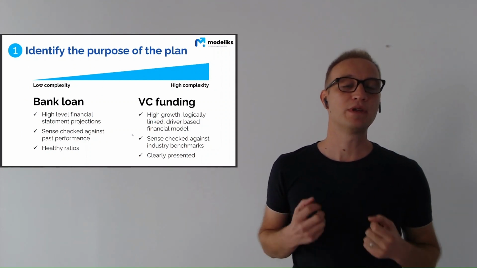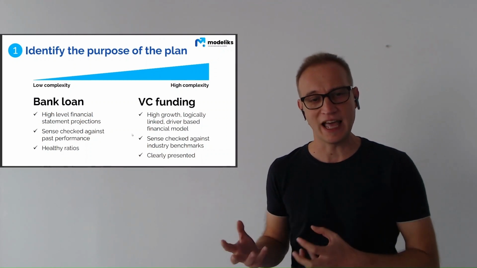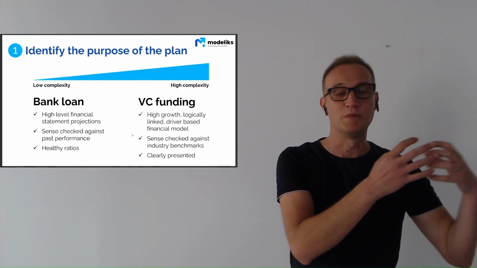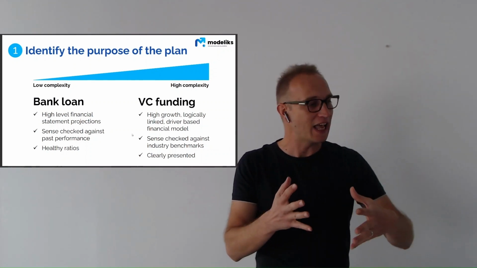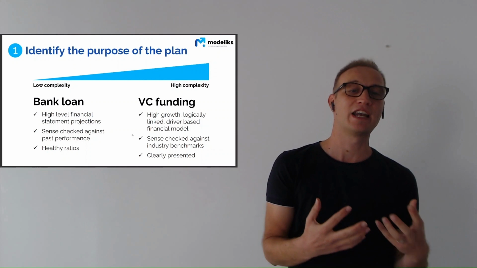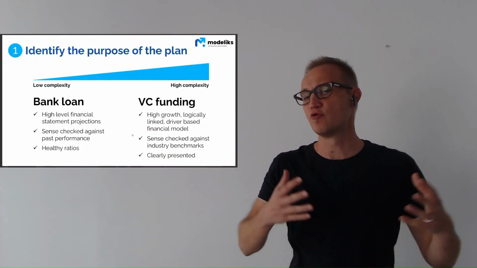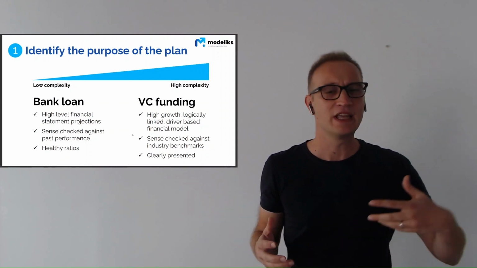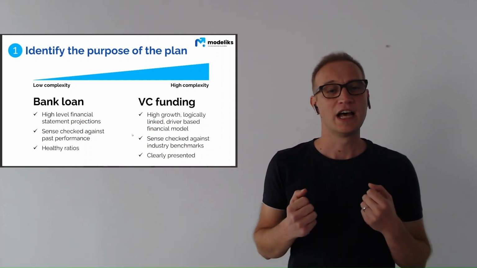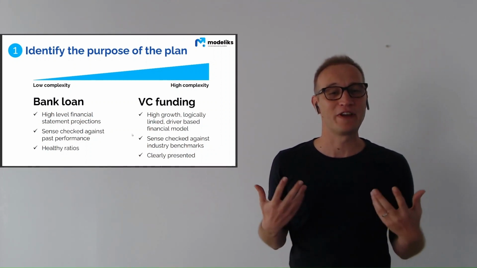Why is this important? Because depending on the purpose for which you're preparing your financial plan, the level of complexity for the plan could be different. For example, at one extreme for low complexity financial plan is when you require a financial plan to apply for a bank loan. If you're a stable business that has been operational for a long time and has the historical data, applying for a bank loan requires a quite high level financial plan.